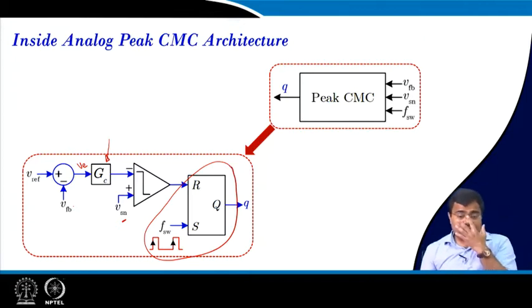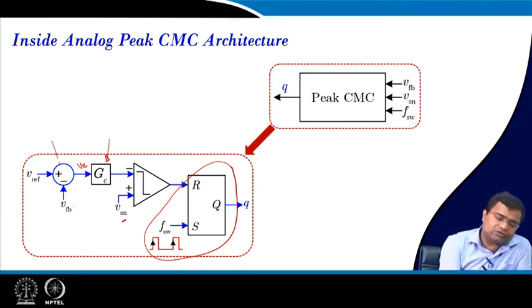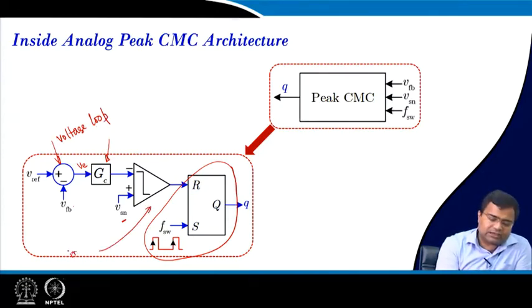Now, in this control we have two loops. One is the voltage loop. So, this is our voltage loop. And this is our inner current loop, because it senses the inductor current. So, it is an inner current loop.